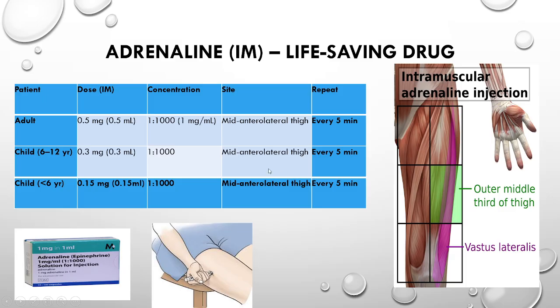So where will it be given? It will be given in the mid anterolateral thigh. The adult dose: adrenaline is usually available in ampules of 1 mg per ml, a concentration of 1:1000, which is standard. For adults, we give 0.5 ml IM. For children 6 to 12 years, 0.3 mg IM, and children less than 6 years, 0.15 mg IM, and it will be repeated every 5 minutes.